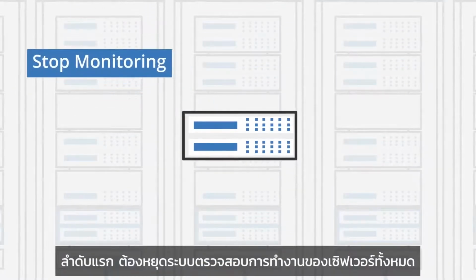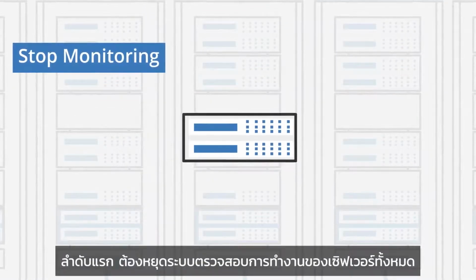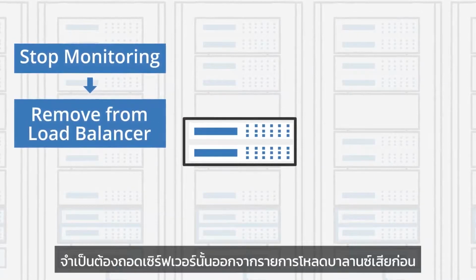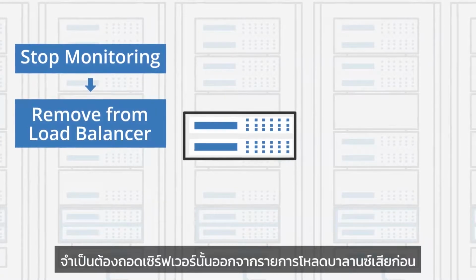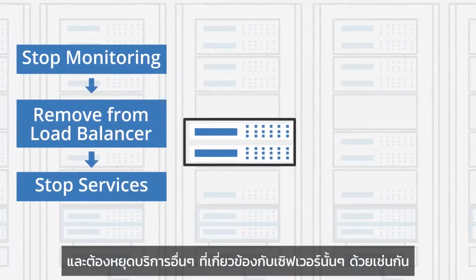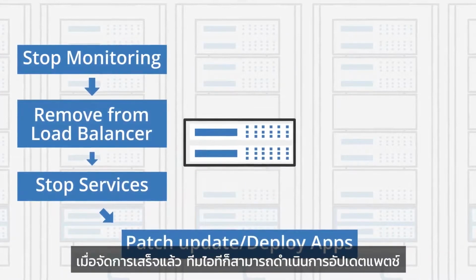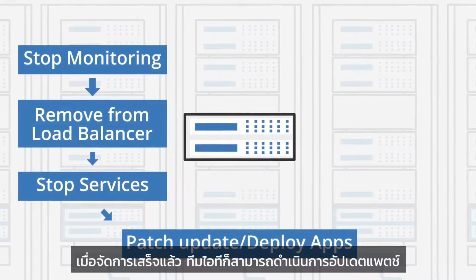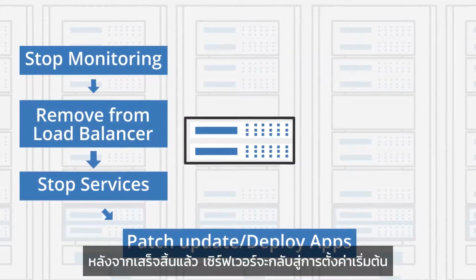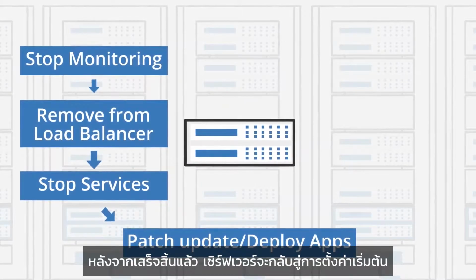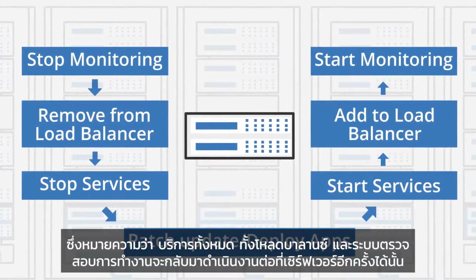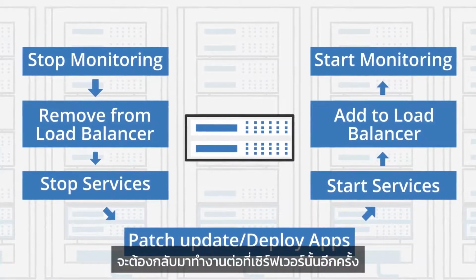Firstly, all monitoring services on the server have to be stopped. Next, if the server is managed by load balancing, it needs to be removed from the load balancer distribution list. Additional services will also need to be stopped. Once done, the IT team can then proceed to carry out the main task of performing patch update or application deployment. After completion, the server has to return to its initial settings, which means that all services, load balancing, and monitoring activities would be resumed on the server.